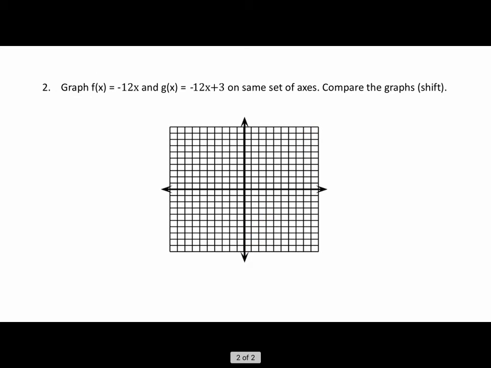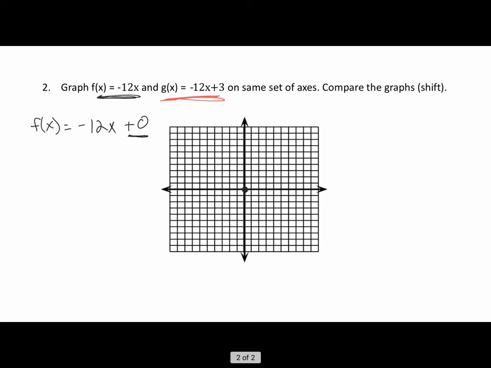We want to do the same thing for number 2. Graph f of x equals negative 12x and graph g of x equals negative 12x plus 3, and we're going to again be looking for the differences because we can probably already see what the similarity is, and that is again the slope. So we've got our y-intercept here and negative 12.